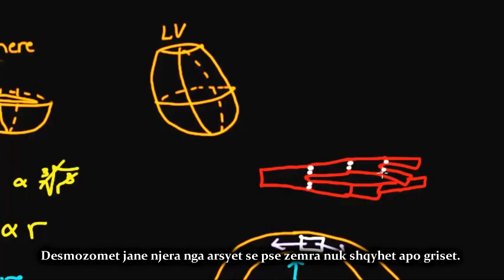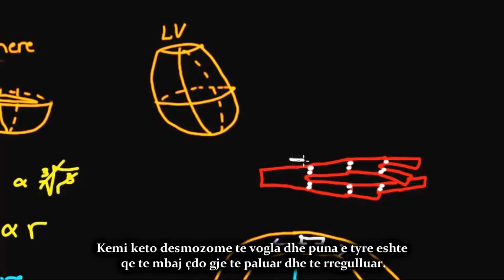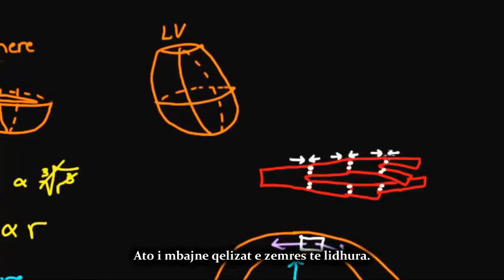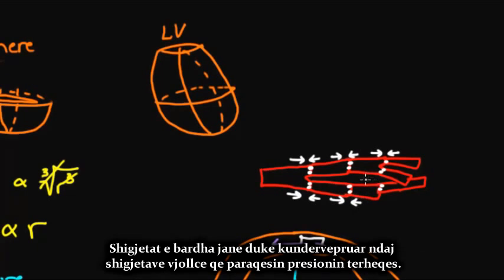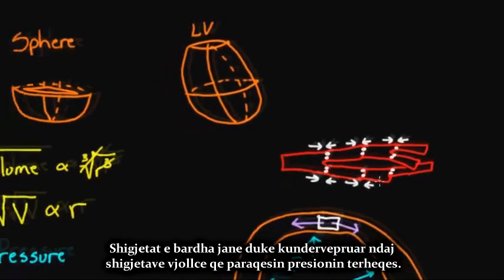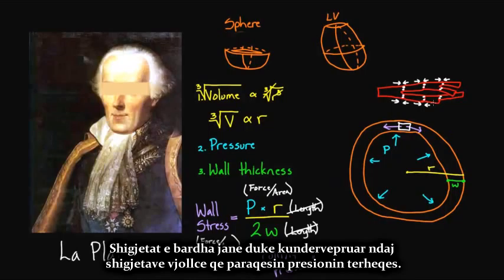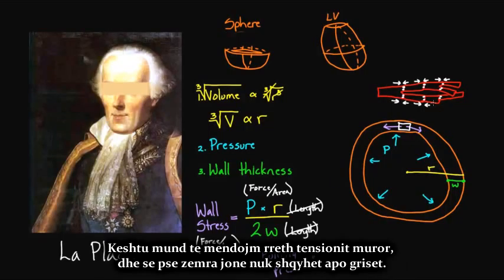So desmosomes are one of the reasons why your heart doesn't just rip apart. You've got these tiny little desmosomes, and their job is to keep everything kind of tidy and tucked. They want to keep the heart cells attached. And that means if they're going to be attached, that they're not getting ripped apart. So these white little arrows are literally counteracting those purple pulling pressure arrows. So this is how you can think about wall stress and why it is that our heart doesn't just rip apart.